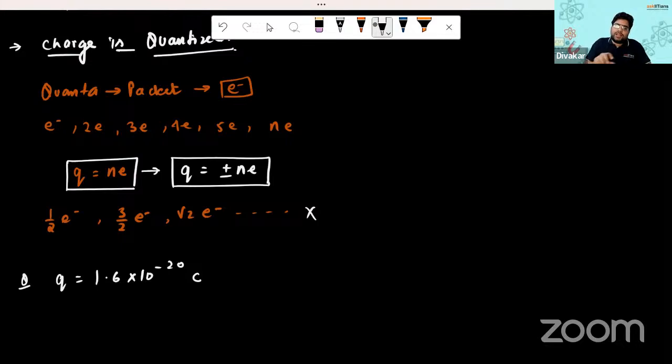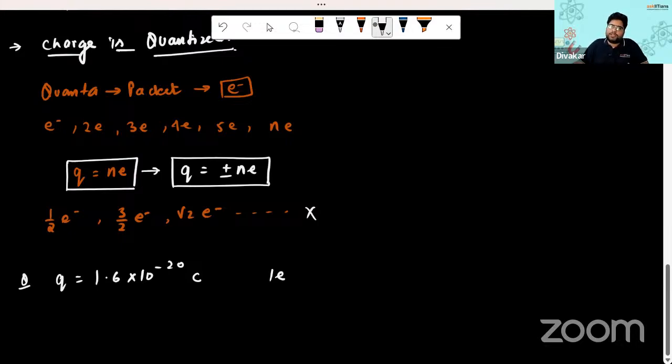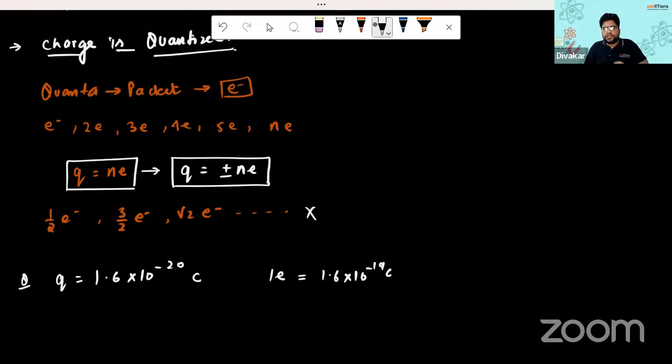When I'm saying the charge is 1.6 into 10 raised to the power minus 20, I'll have to wait for a while and think. What's the charge on 1 electron? Or what's the charge on 1 proton? Or what's the positive or negative charge it acquires? So this will be 1.6 into 10 raised to the power minus 19 coulomb. Meaning, the charge my friend is talking about is less than the charge on an electron.